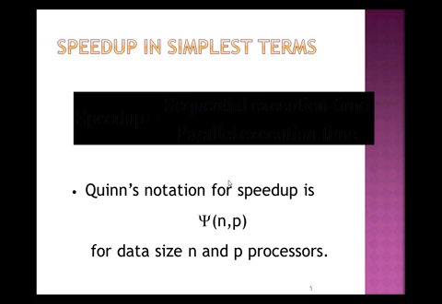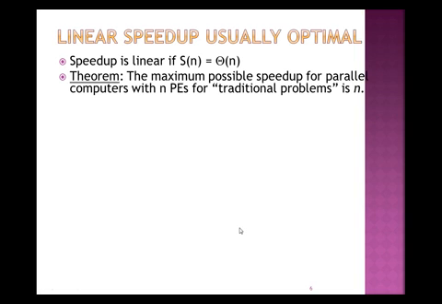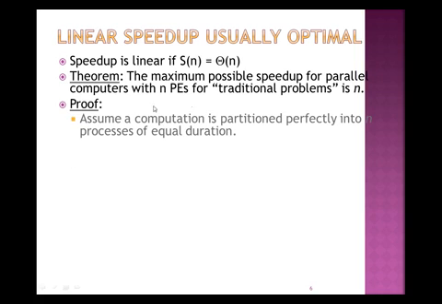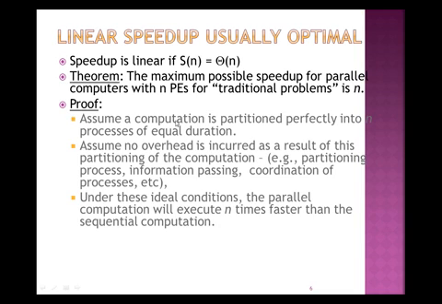This is speedup in the smallest, simplest terms. This is Quinn notation, that is Ψ(n, p). Then what is linear speedup? Usually optimal, that is, speedup is linear if S(n) equals Ω(n). This is the theorem, this is the proof.